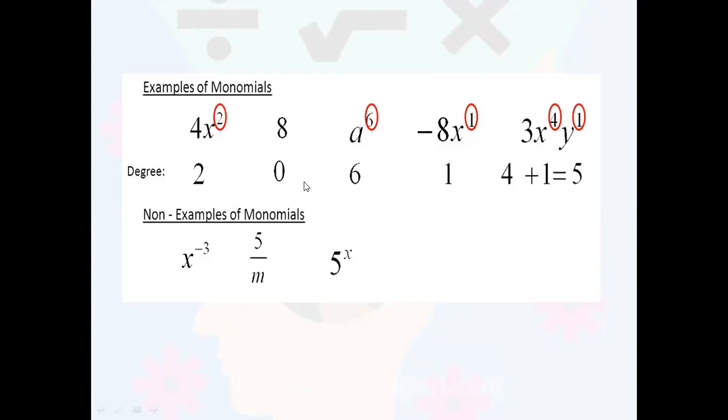Now these are some non-examples of monomials. This is not a monomial because the exponent is negative. As I told you, the exponent will always be positive. Also here the exponent is not a number. The exponent should always be a positive number. So these are some examples of expressions which are not monomials.